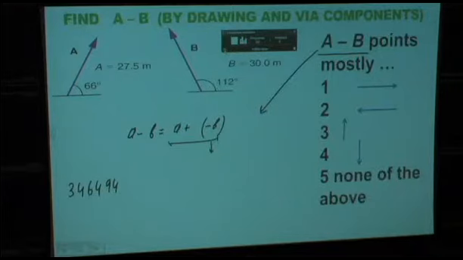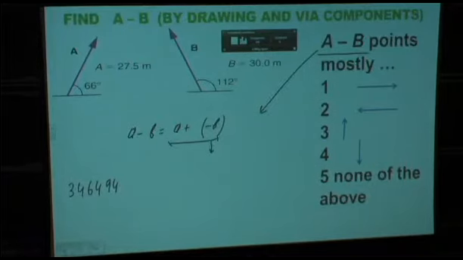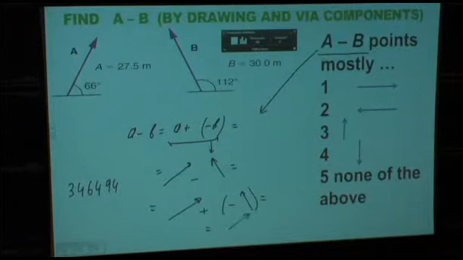And the opposite means opposite. It's an arrow. It must have exactly the same magnitude, but should have opposite direction. So it's anti-parallel to its original vector, right? So this is literally this.